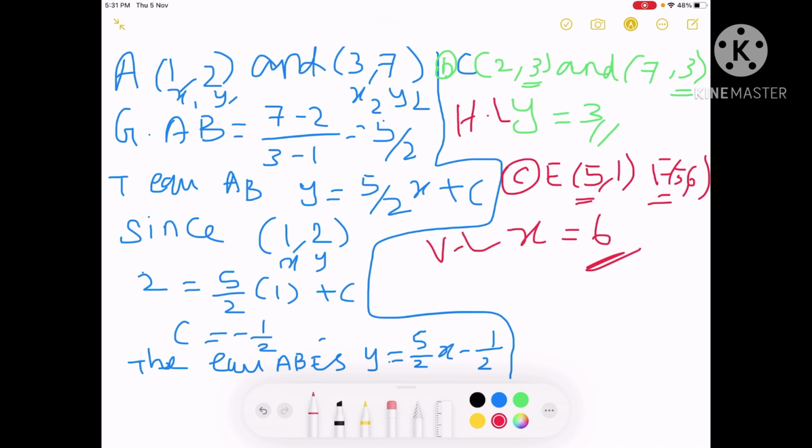For the horizontal line, y equals 3 only, because in y equals mx plus c the value is a constant. This is the horizontal line and this is the vertical line, so you put the vertical line x equals 6. Sorry, not 6, it is 5. A careless mistake, it is 5. Okay, thank you.